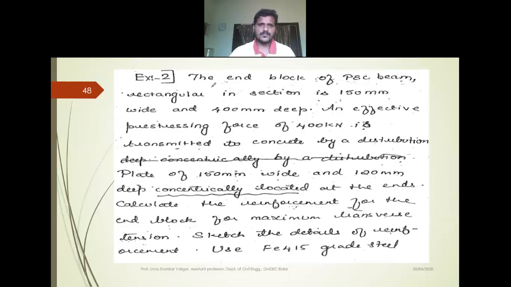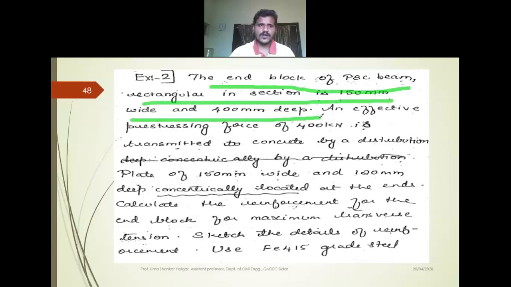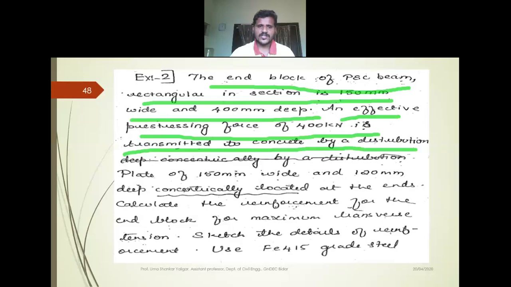Now, second example. The end block of a PSC beam, rectangular in section, is 150 mm wide and 400 mm deep. He has given the size of the beam as 150 by 400. An effective pre-stressing force of 400 kN is transmitted to the concrete by a distribution plate of 150 mm wide and 120 mm deep. He has given the plate size and also the pre-stressing force.